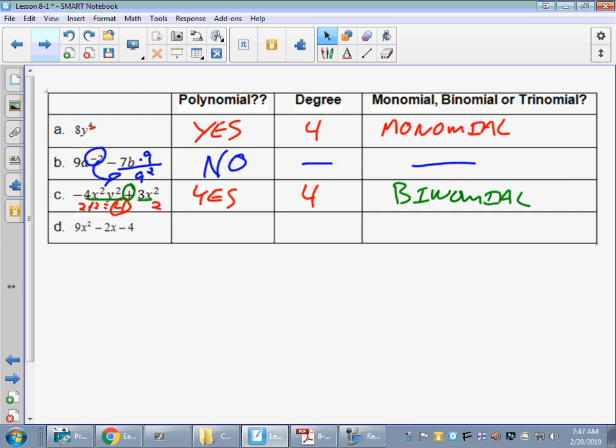All right, and the last one. Yes, we're dealing with a polynomial. And what type? We've got 1, 2, 3 different terms with subtraction signs in there. So it would be a trinomial.